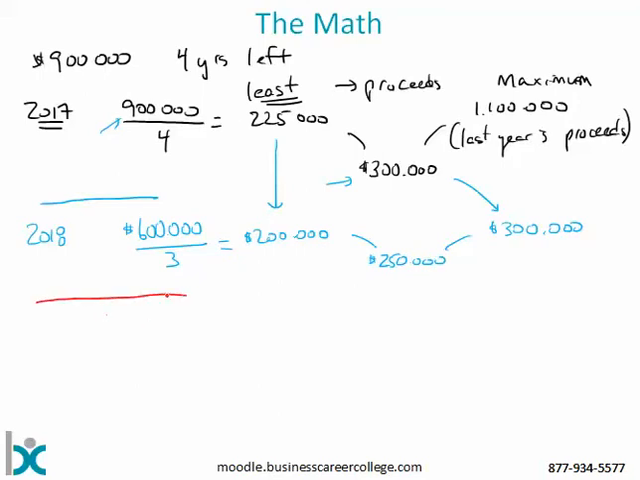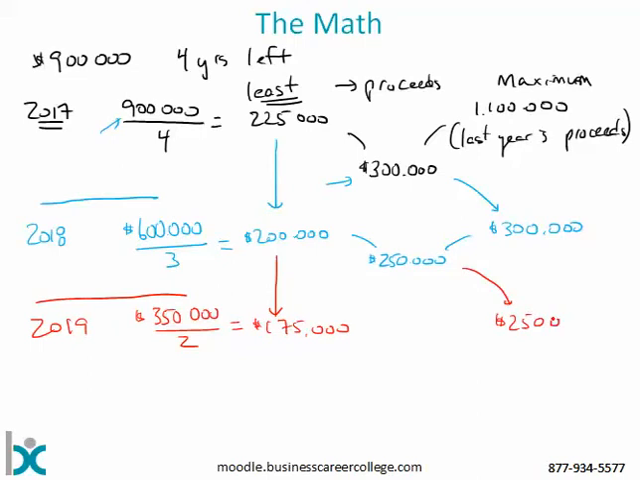So now we can keep going, and in 2019 we would have 600 less 250, so we still have then 350,000 left in the reserve with 2 years left now, and that means we have a minimum of $175,000 and a maximum based on last year's proceeds at 250. So let's say, for the sake of argument, we go to 200,000 here, and we then go to the last year, 2020.